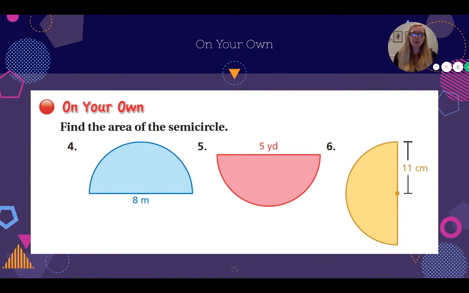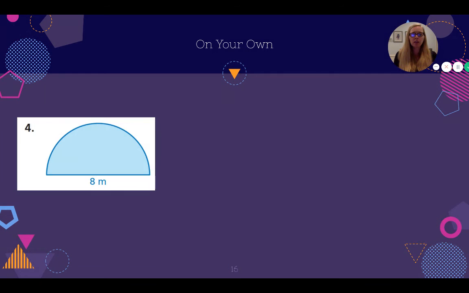So here are 3 on your own problems for finding the area of a semicircle. Notice that you have 2 of them with a diameter, and 1 that's a radius. Please pause the video, do your work on a piece of paper. You can use a calculator to help you do the multiplication, and then come back and watch the video to check to see if you are correct. Here we go, on your own number 4.